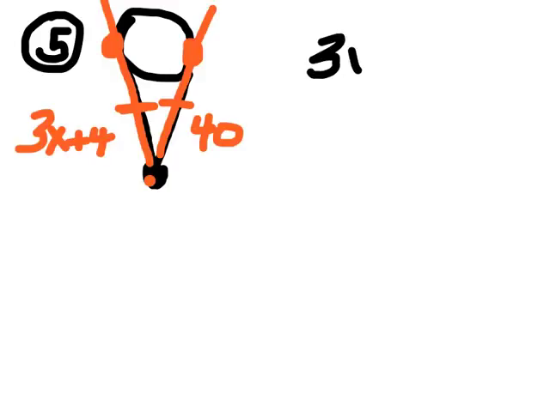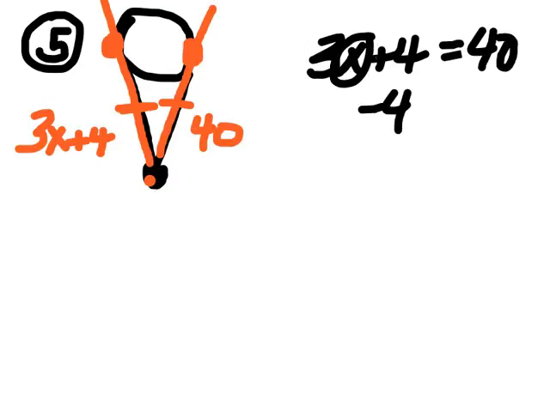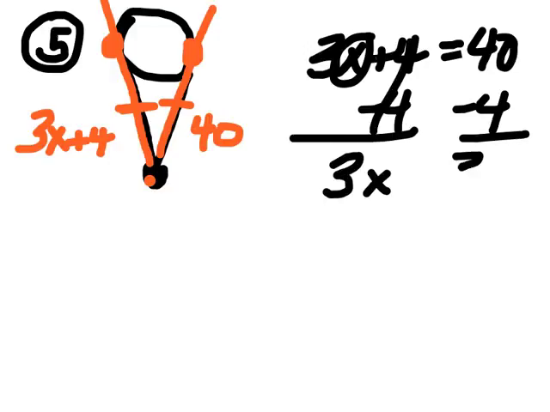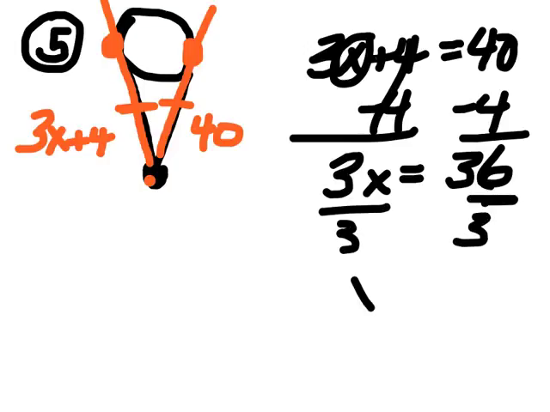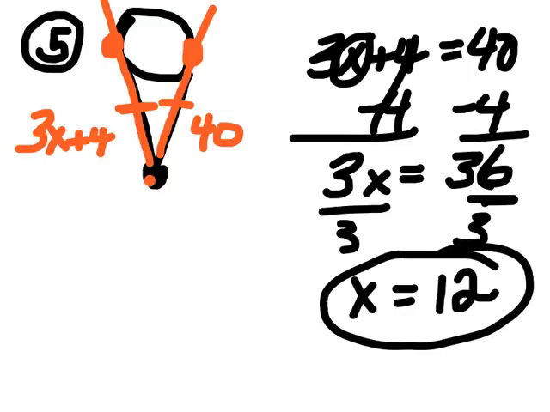But if I set these equal to each other and solve for x, subtracting 4 from each side, we get 3x is what, 36? And now if I divide by 3 on each side, x is going to be what? 36 divided by 3 is 12.